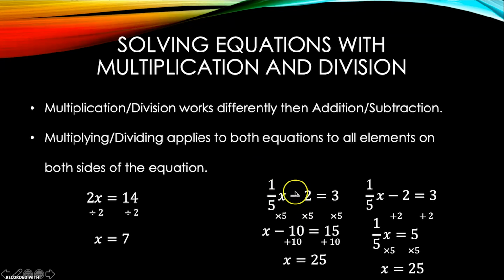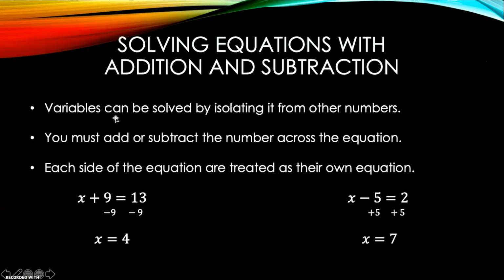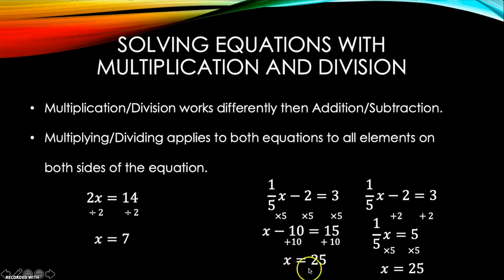So we have two ways of going about this. You see, we have to do both addition and multiplication. So you can choose which one you want to do first. You could multiply all the things by 5 in order to get this 1/5 x into a 1x. In doing that, you have to multiply 5 on all of the elements. So you'll get x minus 10 equals 15.